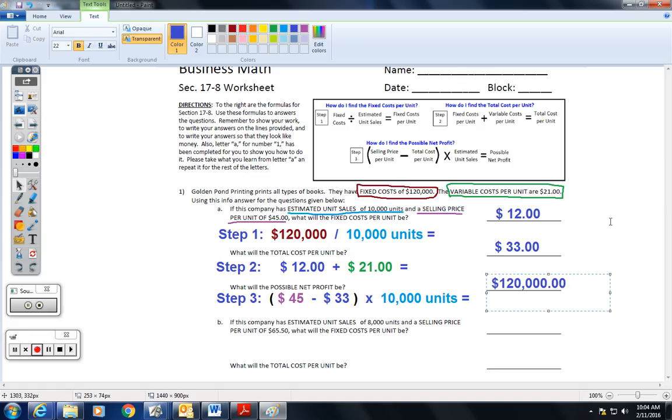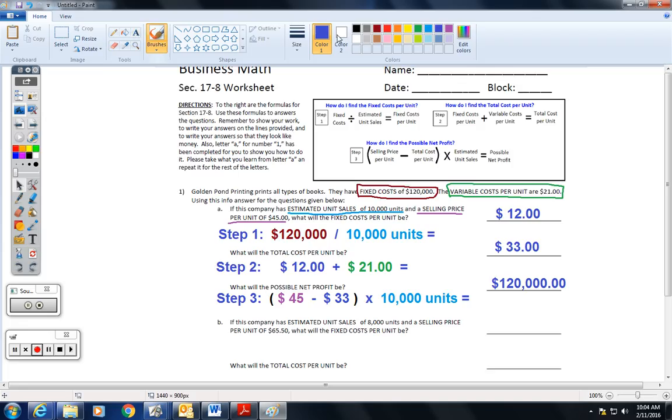$120,000. This big number that I am going to circle in this yellow-orange color is the total profit they plan on making if, and only if, they sell 10,000 units at $45 each. That's the key. They have to sell those units at $45 each, and that's the profit. After they've paid all their bills, they'll be able to put that into their pockets. All right?